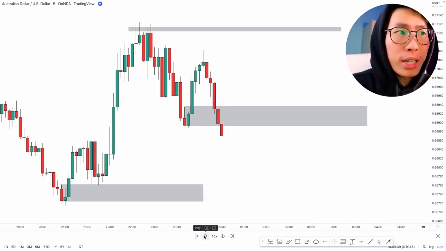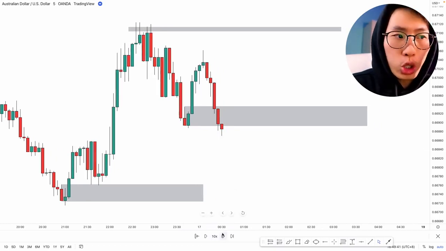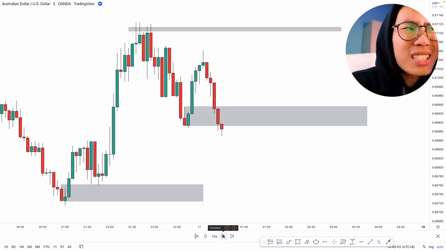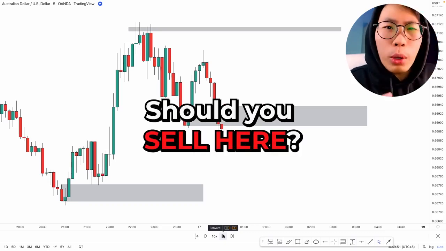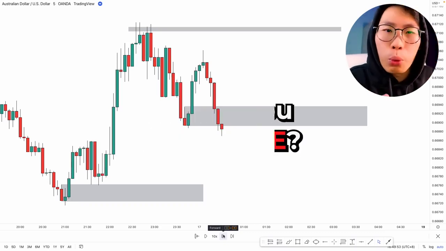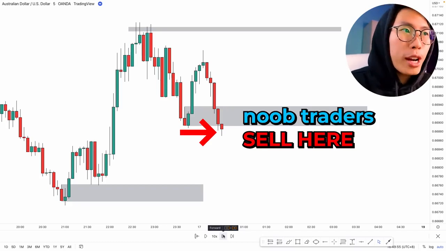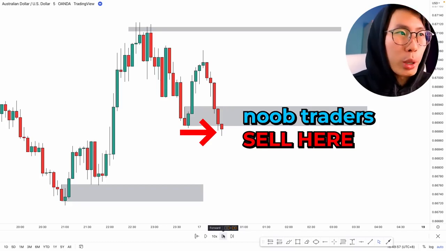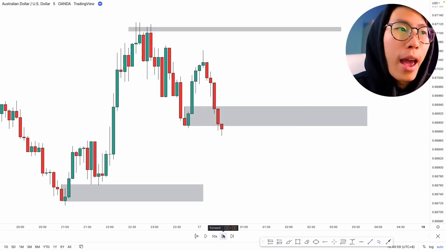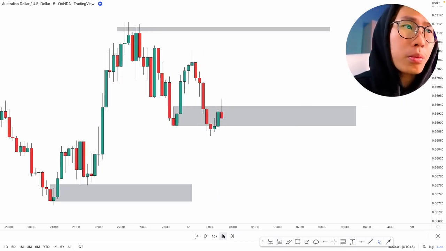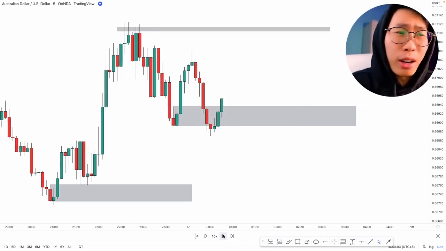You can see right now, price has come back all the way down to this demand zone, and it has broken past it just a little bit. So do you think we should enter for a sell here? This is what retail traders are doing. Retail traders will just enter for a sell when price breaks through a little support area or whatever. And look at what price did next. It went back up, so this ended up being a little fake out.